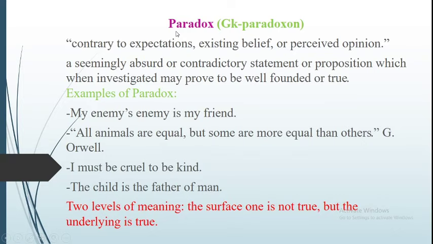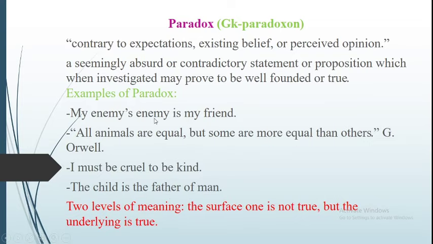Paradox, Greek word paradoxon. Contrary to expectations, existing belief, or perceived opinion. So paradox expresses a seemingly absurd or contradictory statement or proposition which, when investigated, may prove to be well-founded or true. For example, my enemy's enemy is my friend. All animals are equal, but some are more equal than others. I must be cruel to be kind. The child is the father of man.